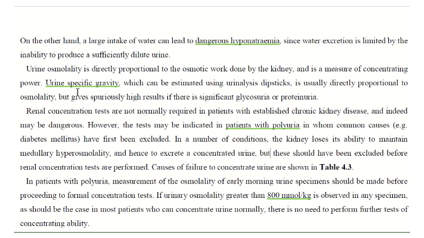إذن urine specific gravity, which can be estimated using urinalysis dipsticks, is usually directly proportional to osmolality, but gives spuriously high results if there is a significant glycosuria or proteinuria.